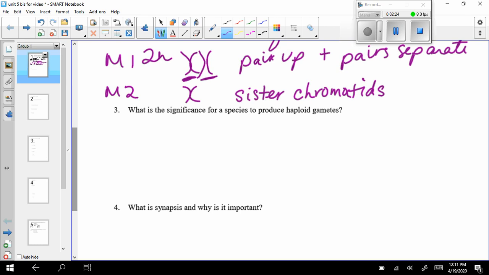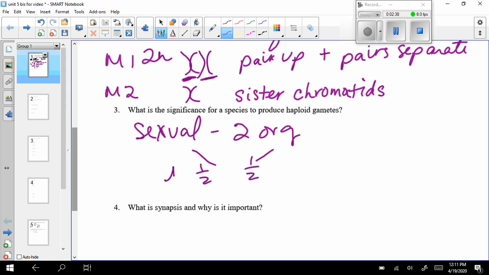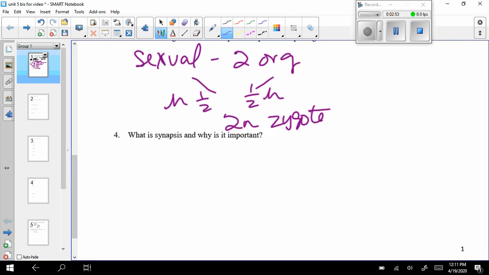All right, what's the significance for a species to produce haploid gametes? So the only way that you can have sexual reproduction, so 2 organisms, is that if they are each providing a half. So a half and a half is a haploid and a haploid, and together they make a diploid zygote. So that's the only way you can get a complement from 2 different organisms, is if they each provide half of the genetic information, half the chromosomes, half the DNA.